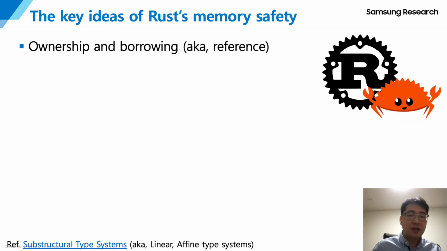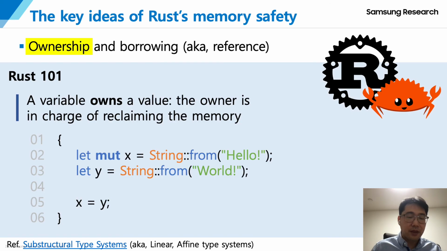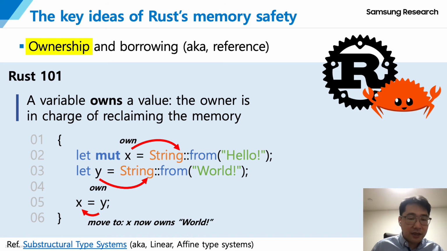To understand the concept of lifetime in Rust, let me first explain the concept of ownership and borrowing. In Rust, we say a variable owns a value. In this example, variables x and y own the values hello and world respectively. When we assign a variable, the ownership changes accordingly. For example, when we assign y to x, the ownership of the value world moves to the variable x.